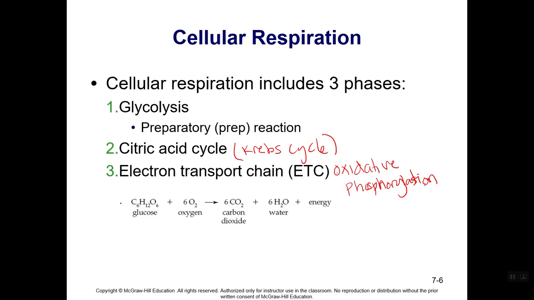And again, here is our overall chemical equation. Glucose and oxygen will yield carbon dioxide, water, and energy. You need to memorize that. You need to know it for our test. So again, essentially what's happening here is glucose in the presence of oxygen is being broken down into these components here. And it happens in phases.